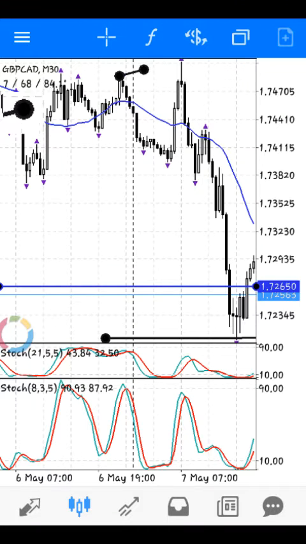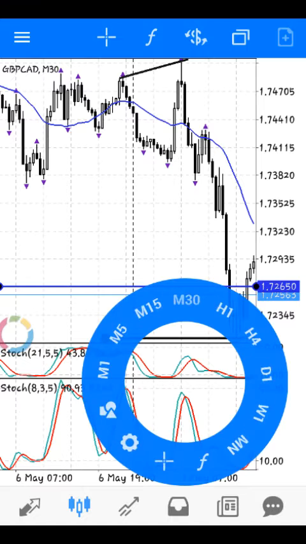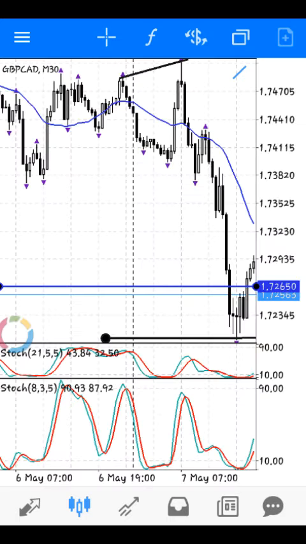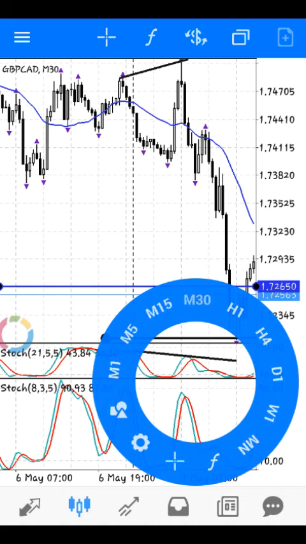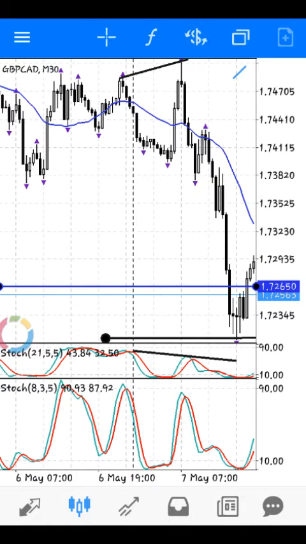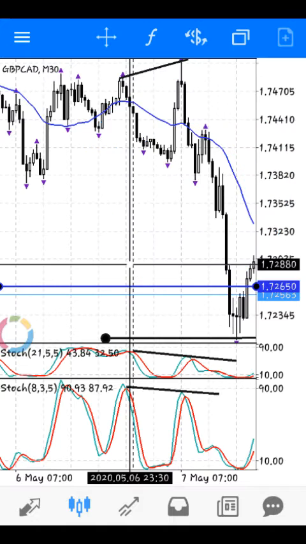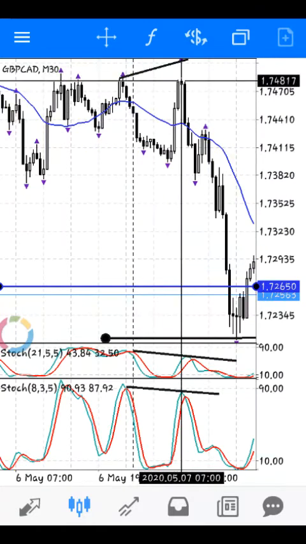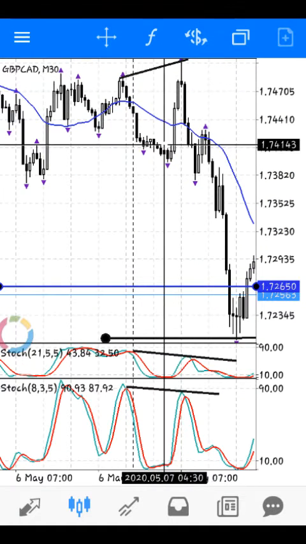So price was going higher, but on the oscillator, price was going lower. On both of the oscillators, price was going lower here, it was going lower here, and also here. As you can see, on both oscillators price was going lower, but on the price chart, price was going higher, and we're also above the moving average.